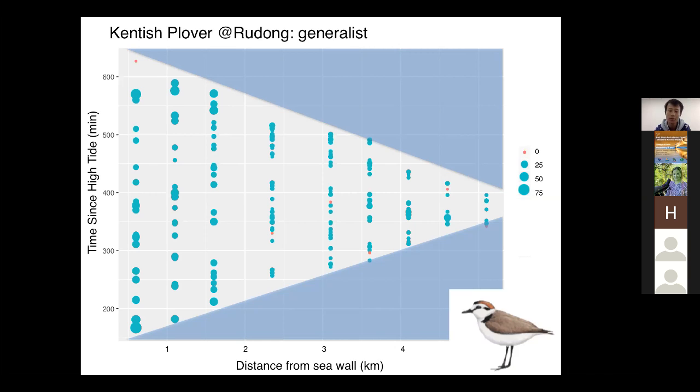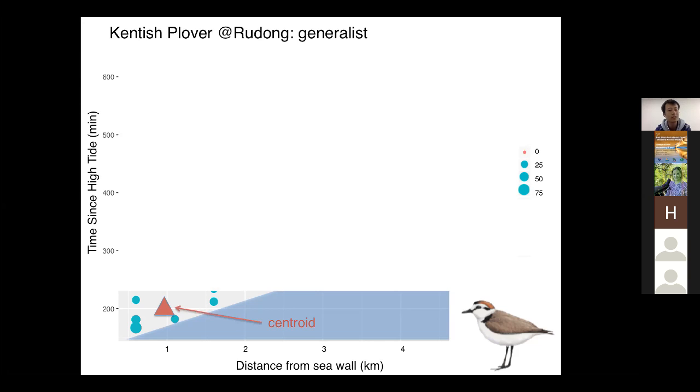This Kentish plover at Rudong was identified as a generalist, meaning that they forage whenever and wherever the mudflat is exposed. As you can see, the dots are pretty much evenly spread across time and space in this figure. To quantitatively define and identify these foraging patterns, we developed a test of the centroid positions for these birds. We can see here that during high tide, all these birds are packed in a small area of the exposed mudflat.